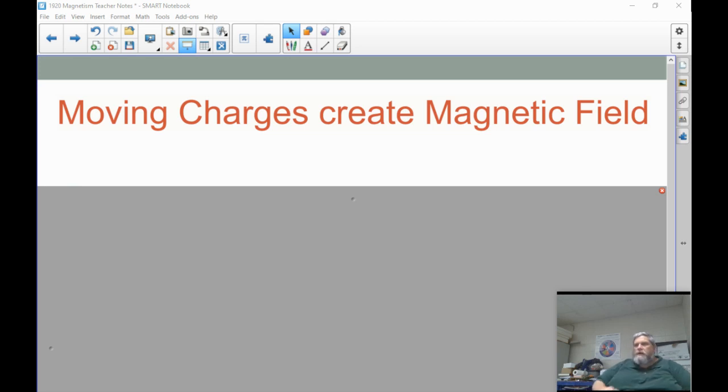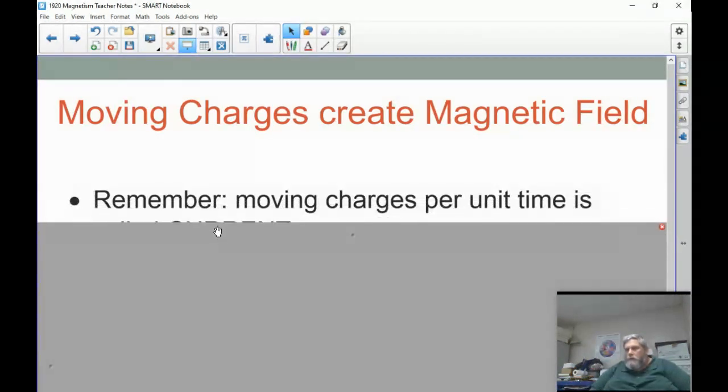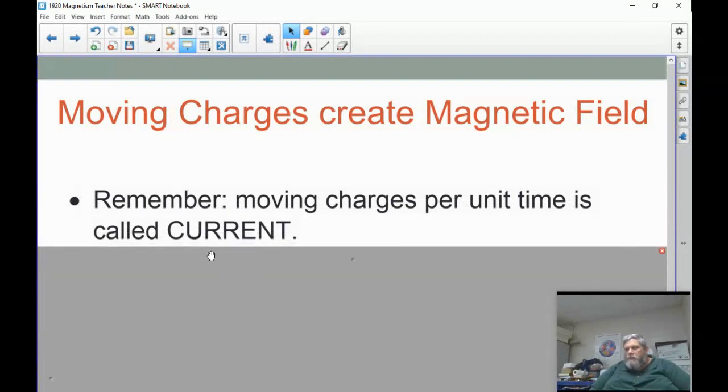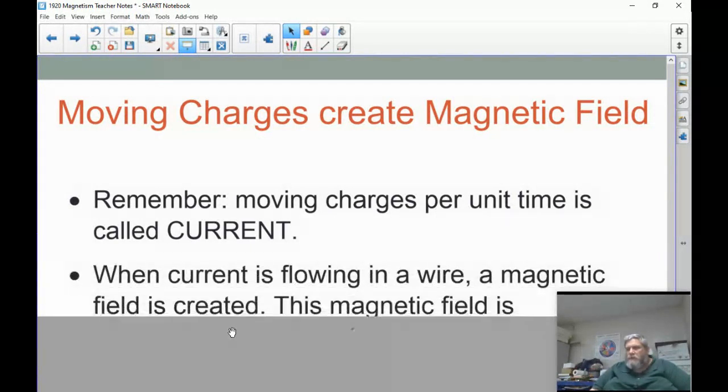Hey y'all, we're going to be talking about how magnetic fields are created by moving charges today. All right, so remember that moving charges per time is called a current. So currents, even just electrons or protons moving through the air, can actually have magnetic fields associated with them. All right, so when a current is flowing in a wire, a magnetic field is created.